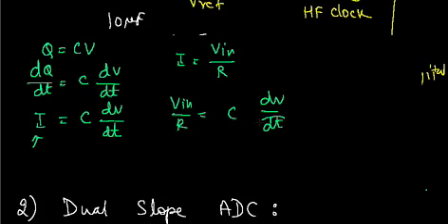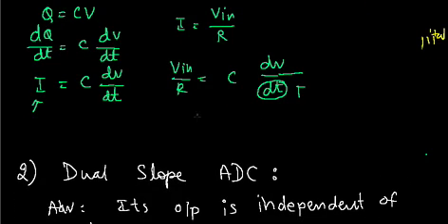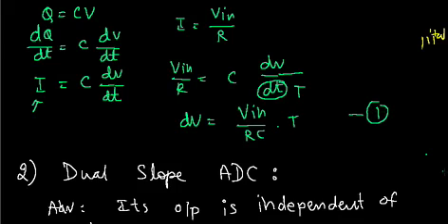Now what is dt? dt is actually capital T. So we write dV is equal to, what shall I write? dV is equal to V input by RC into capital T. This is equation number 1.